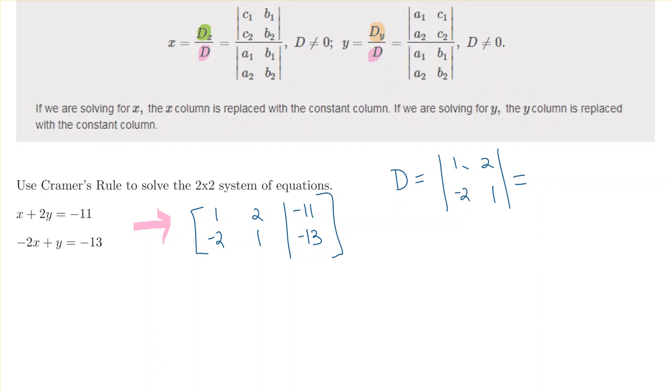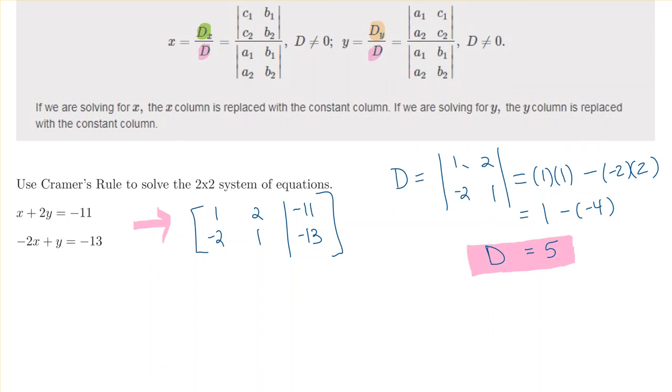Okay. 1 times 1 minus negative 2 times 2, okay. So D is 5. Next, if we want to find the value of x first, we know that's going to be equal to D sub x divided by D, which we could replace. We already know that's the value of 5. Okay. So off to the side we would find D sub x, which is the determinant.